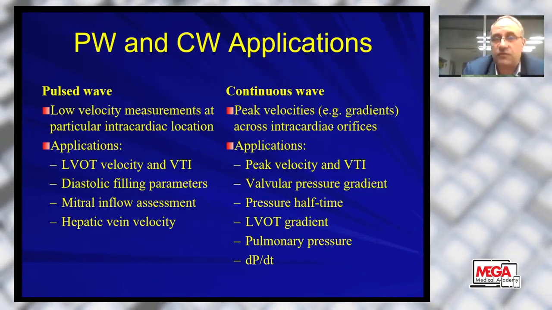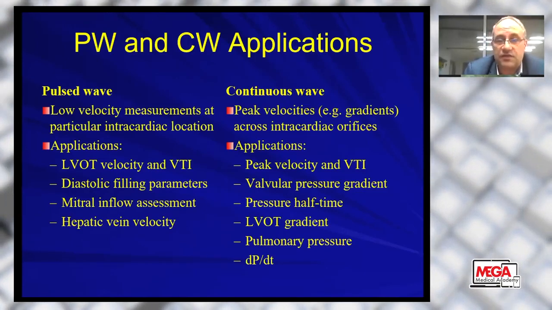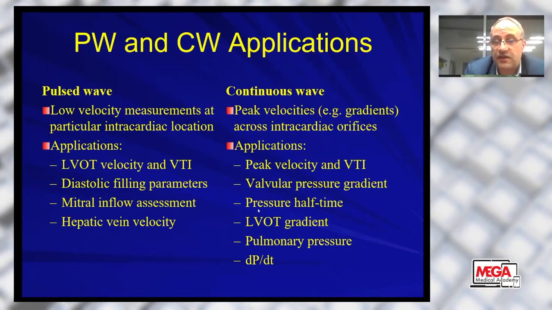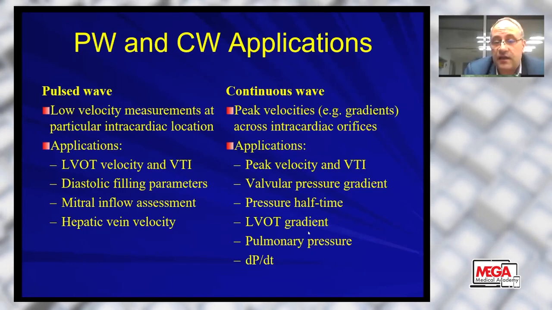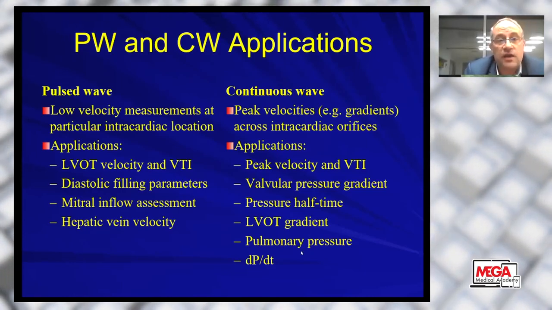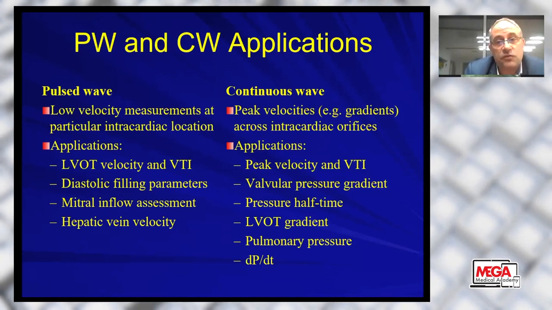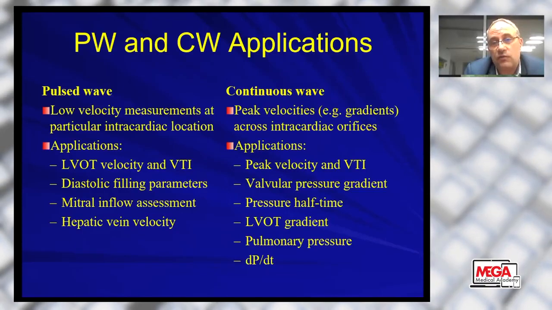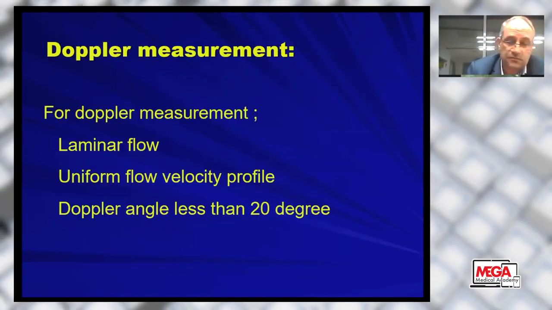If pathological, it will be more specific. We can have the peak velocity, we can have the valvular pressure gradient, pressure half time, and gradients across the LVOT and pulmonary artery pressure. So pulsed wave for precise location and low velocity, continuous wave for high velocity with no precise location.